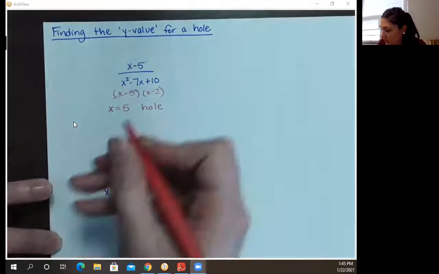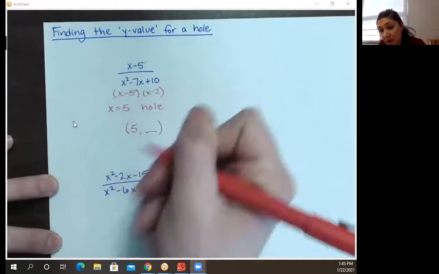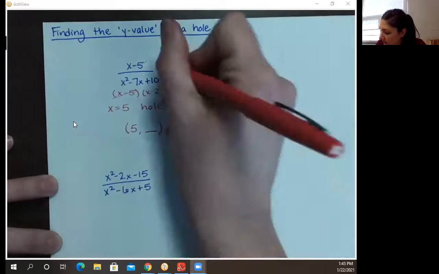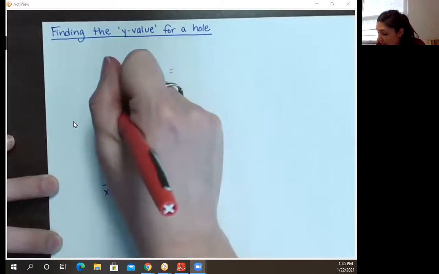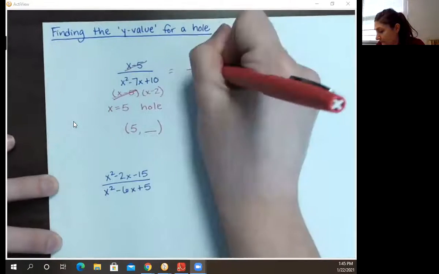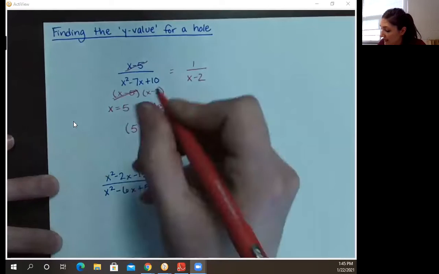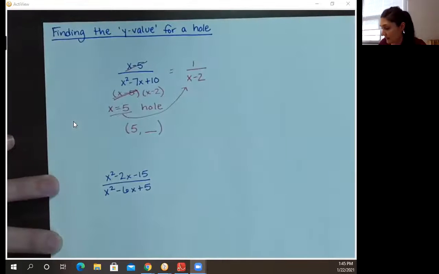Now for Delta Math, it wants you to give that hole as an ordered pair. It wants you to specify what the y value would be if you had a point at that spot. So what we're going to do here is a little bit different. I want you to go ahead and reduce that polynomial, okay? Reduce your polynomial. And then what we're going to do is plug in x equals 5 to that reduced polynomial.